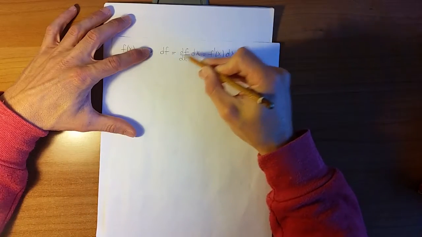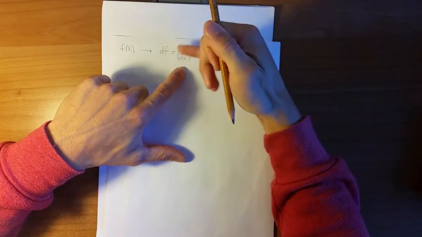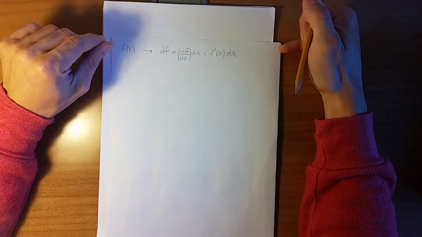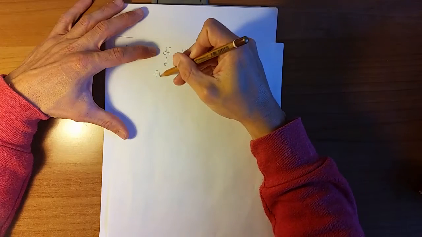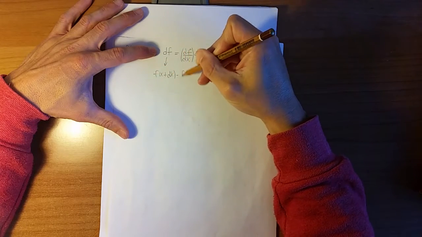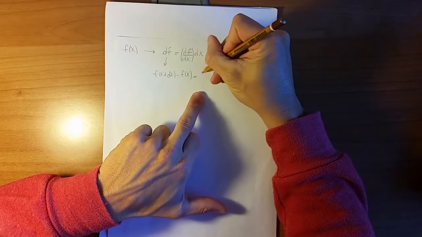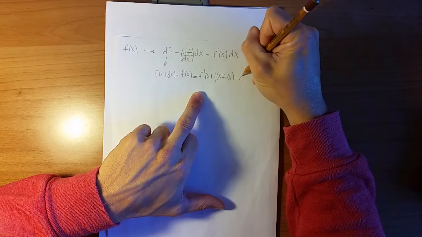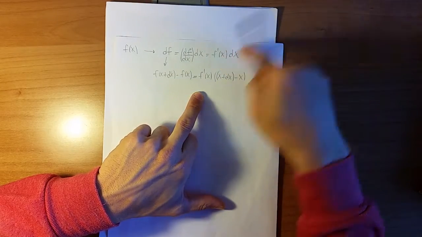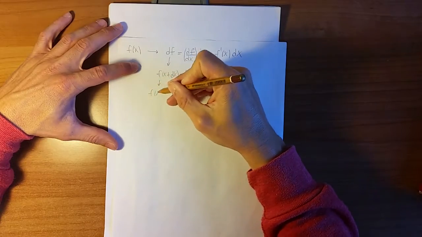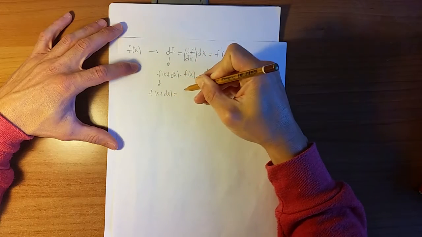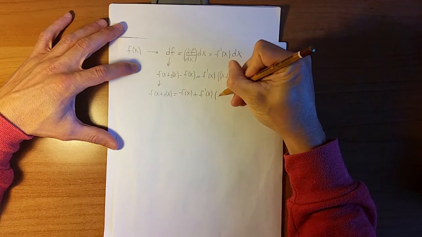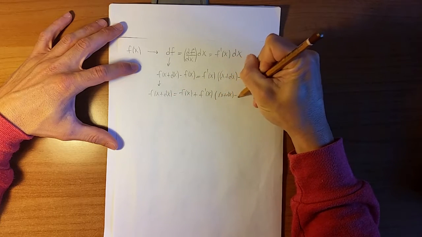This is pretty self-explanatory, and this is equal to the derivative of f with respect to x, which can also be written in this form. This is just intuition. df means f of x plus dx minus f of x, if you want. This can also be written as f prime of x times x plus dx minus x, because this is also equal to dx. Or, if you want, f of x plus dx equals f of x plus f prime of x times x plus dx minus x.